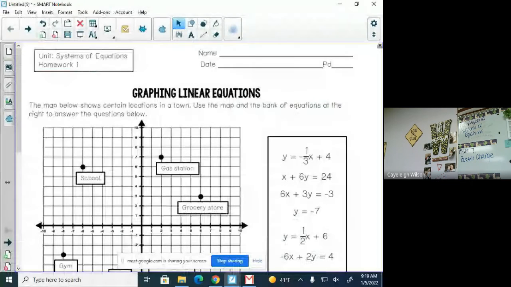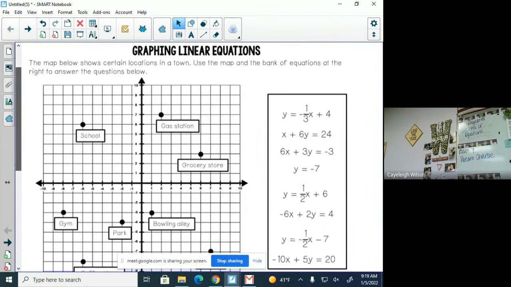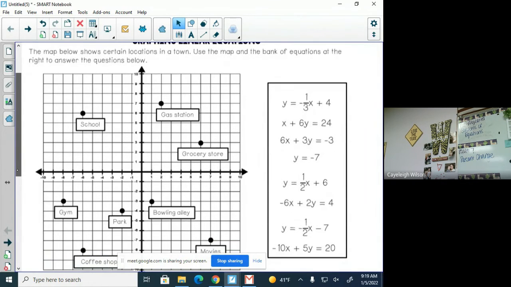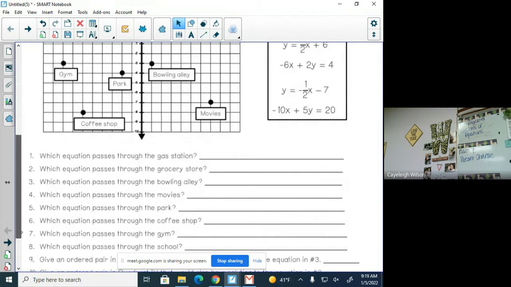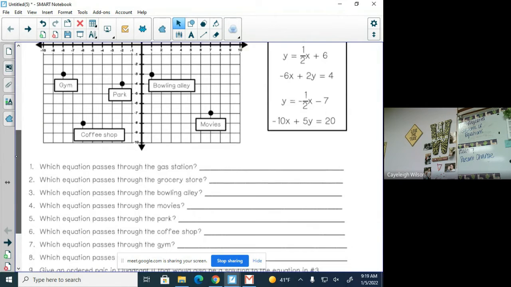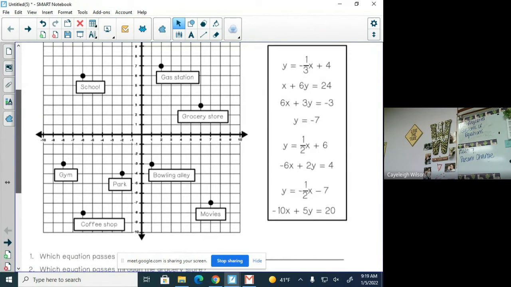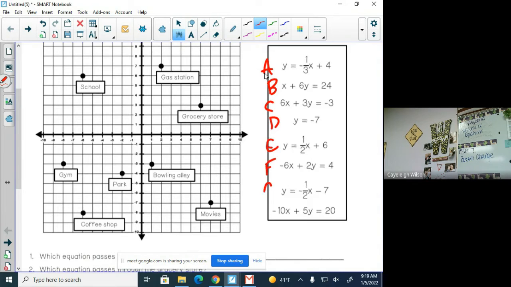Okay, so on this homework, I know that you all said you have a lot of issues. First thing that I would have done is go through the questions and see that it says the map shows certain locations. Use the map and the basic questions to the right to answer the questions below. It asks which equation passes through the gas station, which one goes to the grocery store, which one goes to the bowling alley, etc. So why don't I just graph them? I'm going to label them A, B, C, D, E, F, G, H.